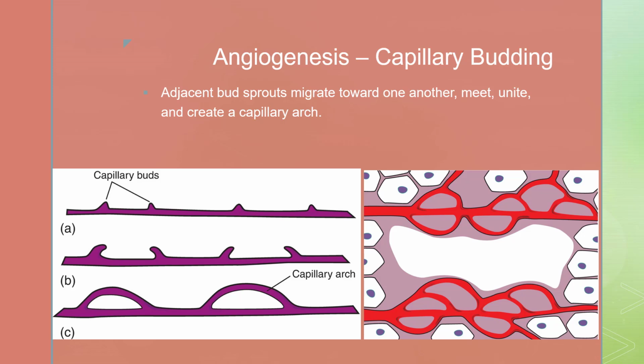Arches form a network or capillary arcades. Blood then begins to flow through, causing a new budding. This gives free circulation to the wound area to support colonization.